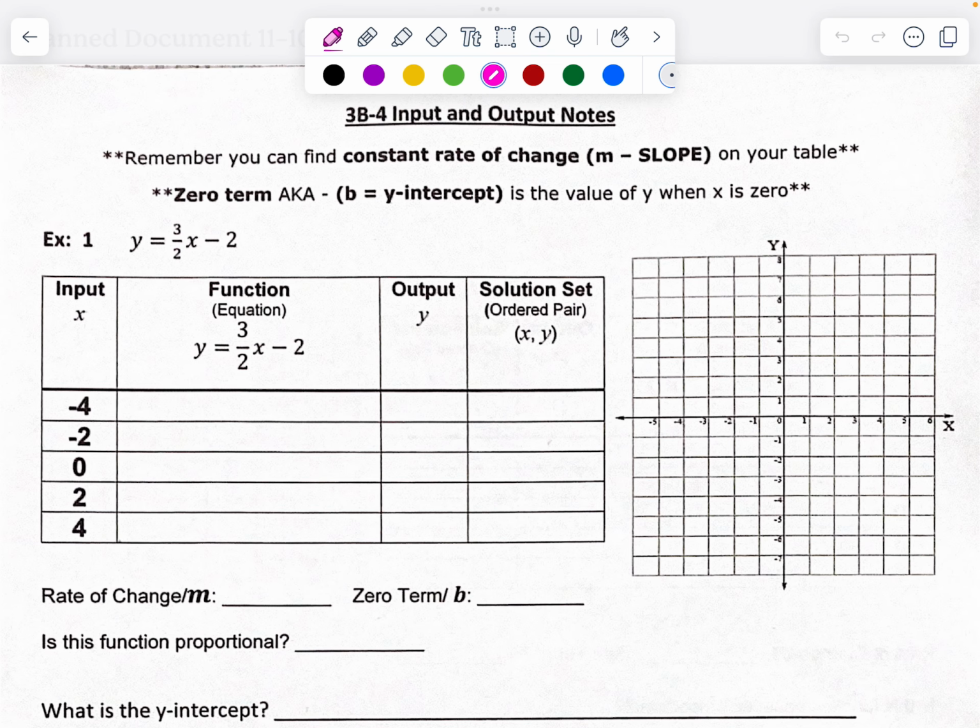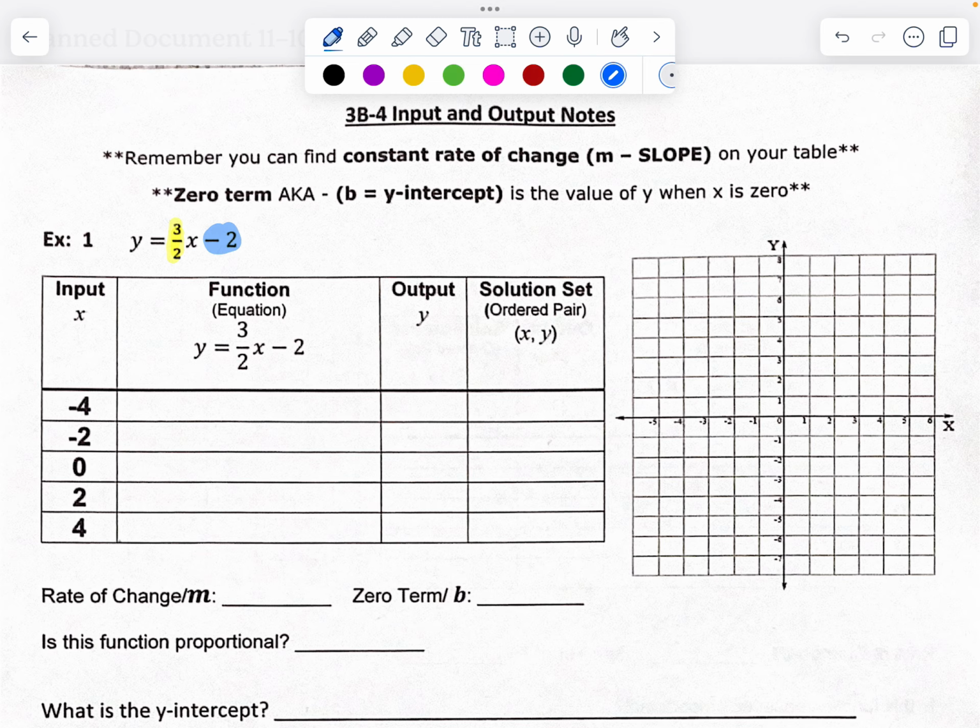This is the lesson for 3B-4 input-output notes. Remember, you can find constant rate of change, slope, from your table. You also can find it from the equation. From the equation, it's 3/2. You also can find your y-intercept, which is your -2.